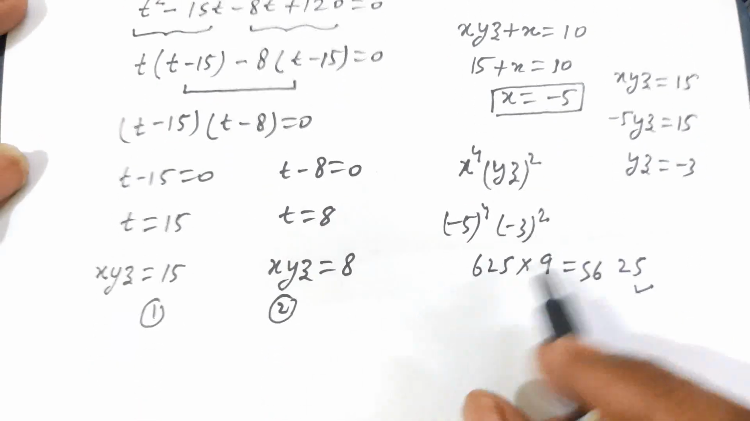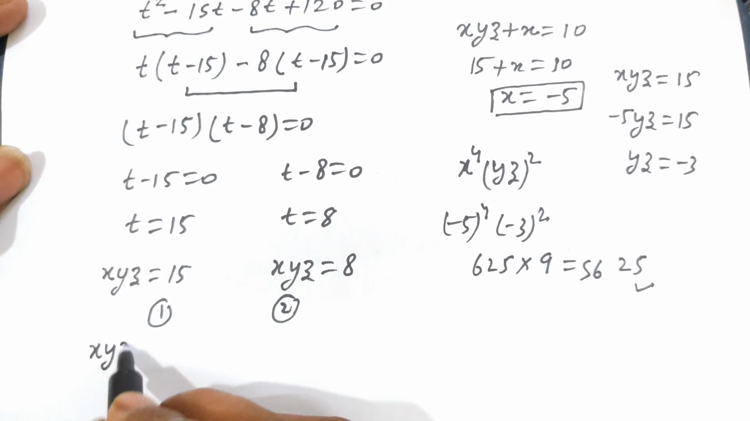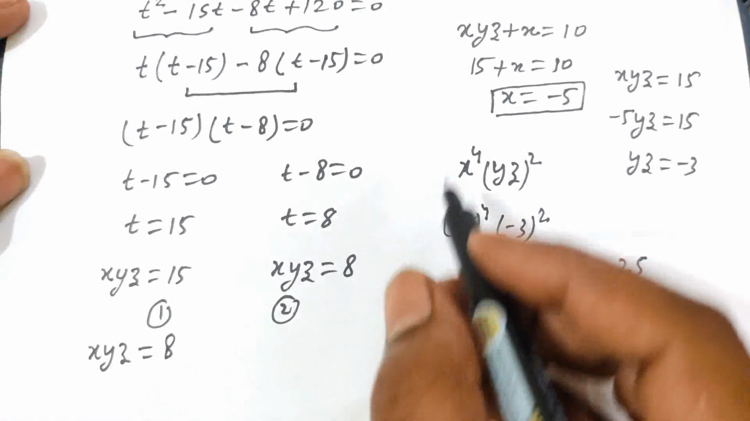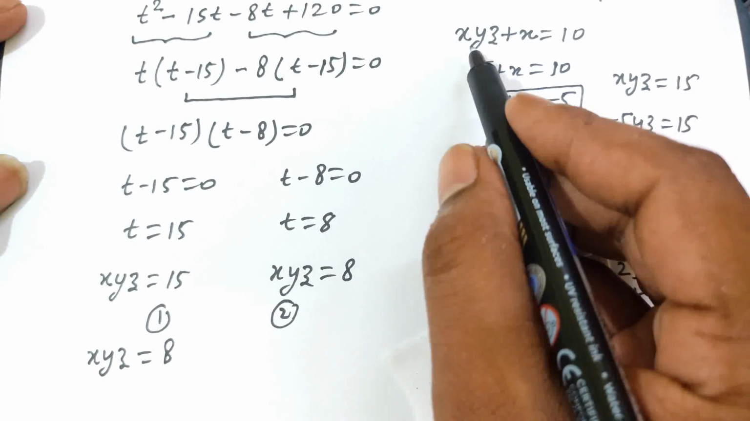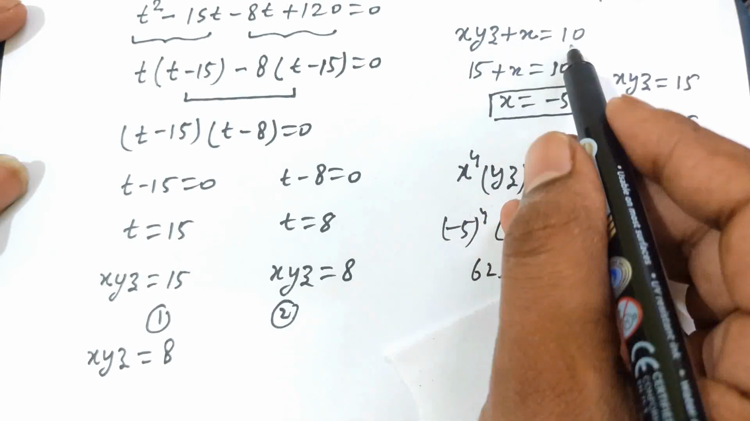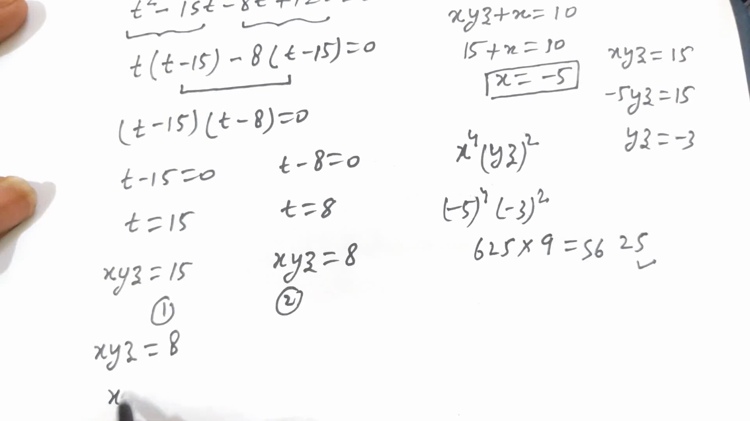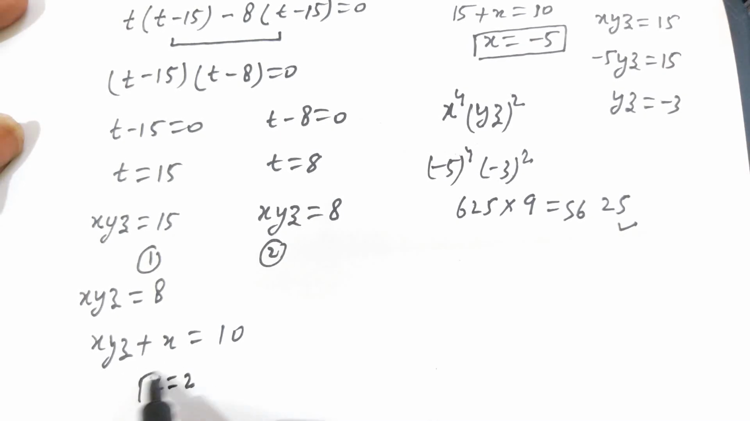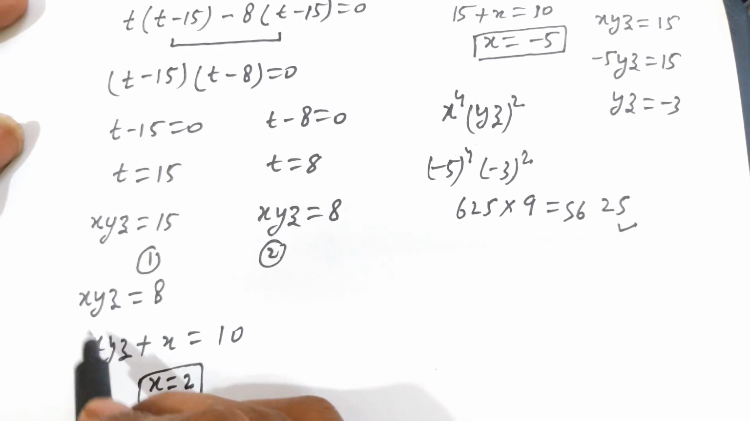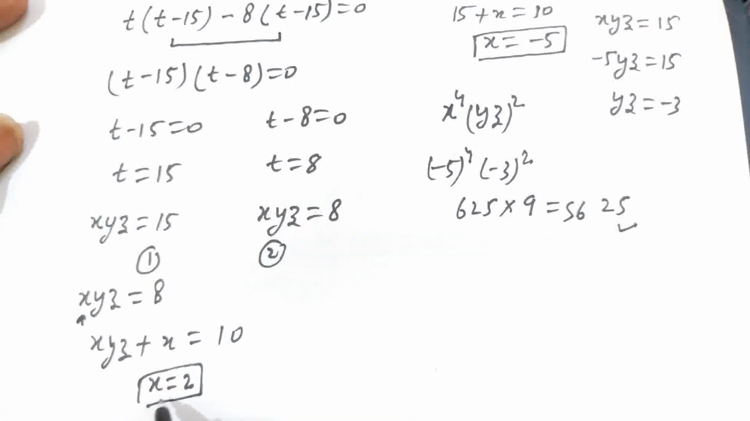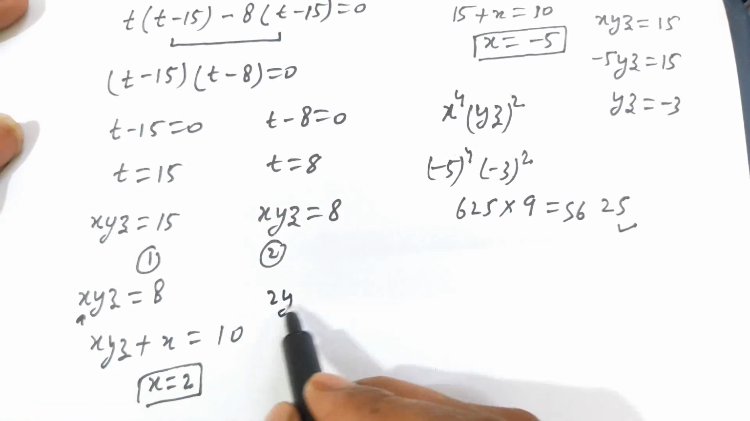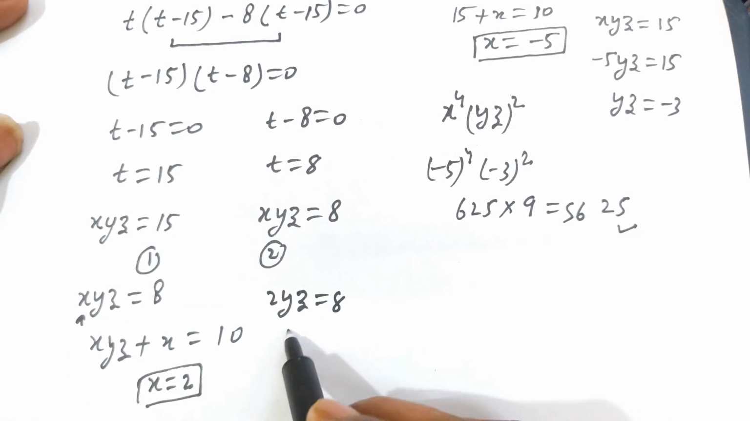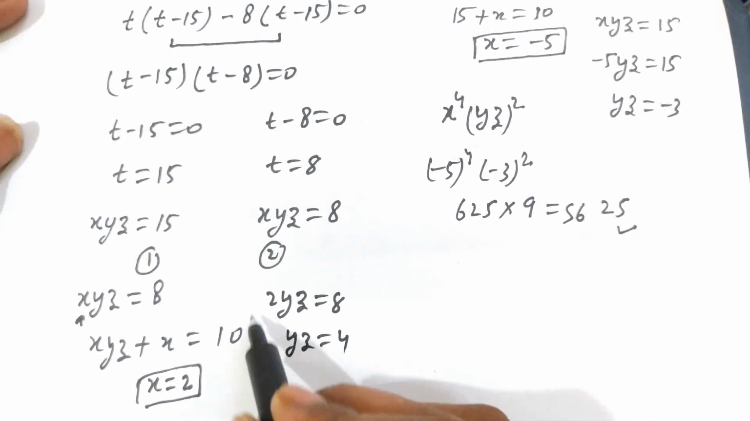Now let us consider case second, that is x times y times z is equal to 8. And here we know that x times y times z plus x is equal to 10. If x times y times z is replaced by 8, then the value of x is 2. And if x is replaced by 2, then 2 times y times z is equal to 8, and the value of y times z is equal to 4.